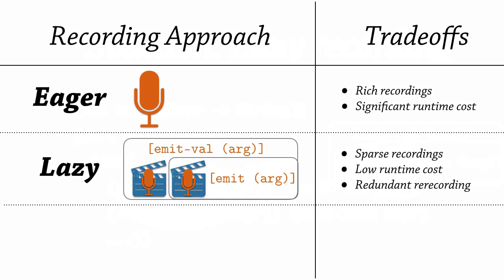Let's just recap where we're at. We've tried eager recording, and we have lazy recording. Lazy recording gives you sparse data, but it's actually extremely relevant data. It's only data that your function actually uses. And you have a low runtime cost, but you still have some redundant re-recording.